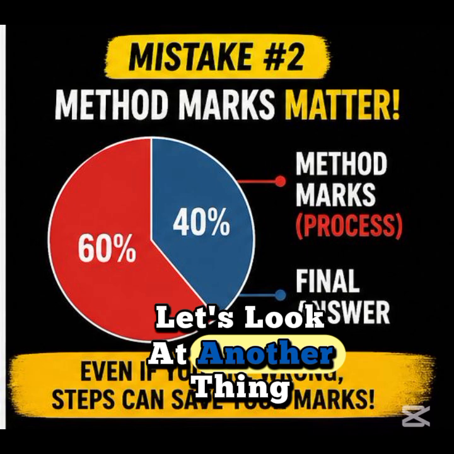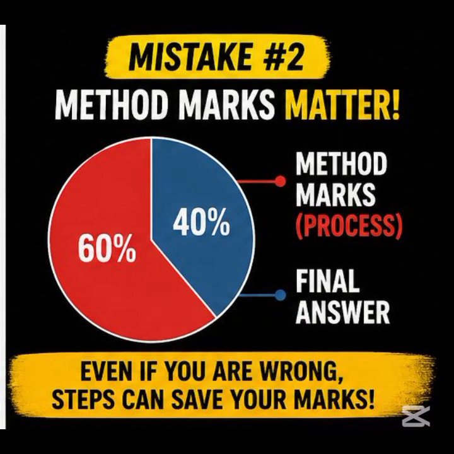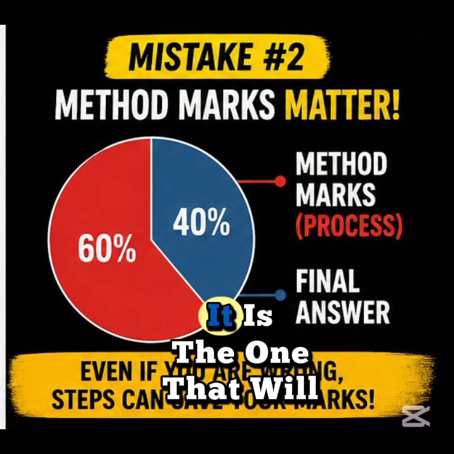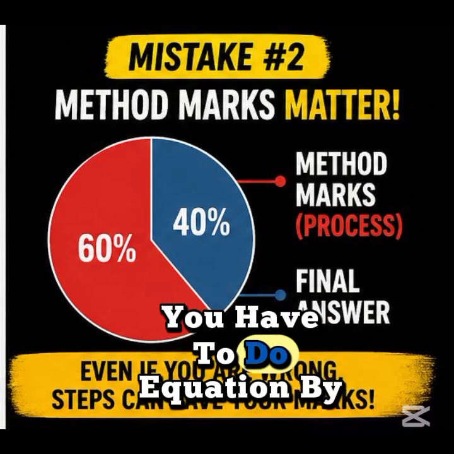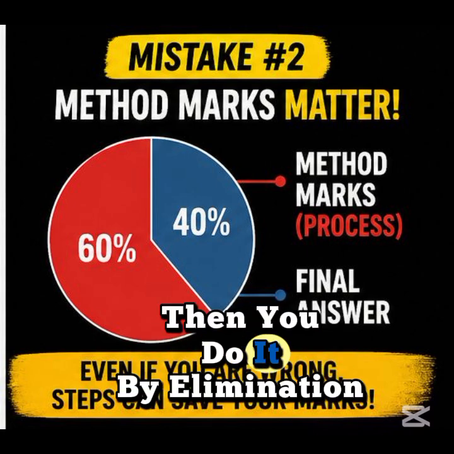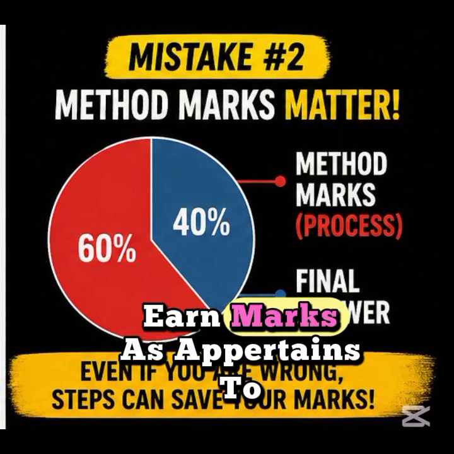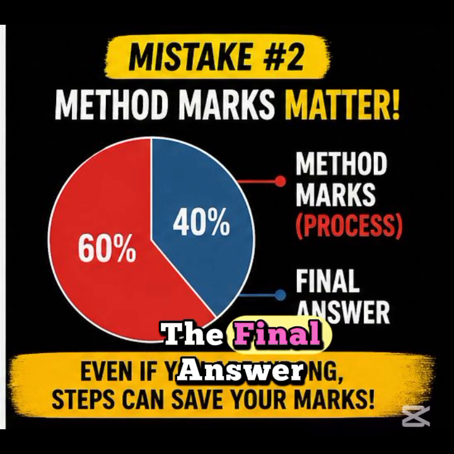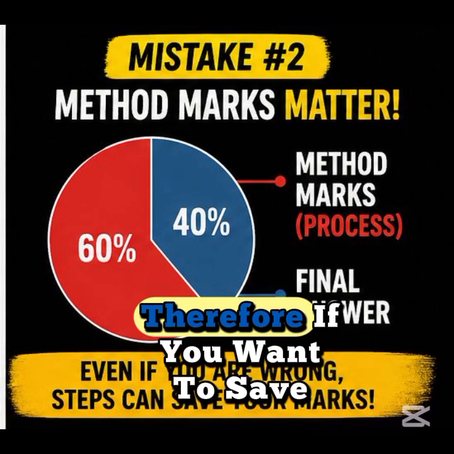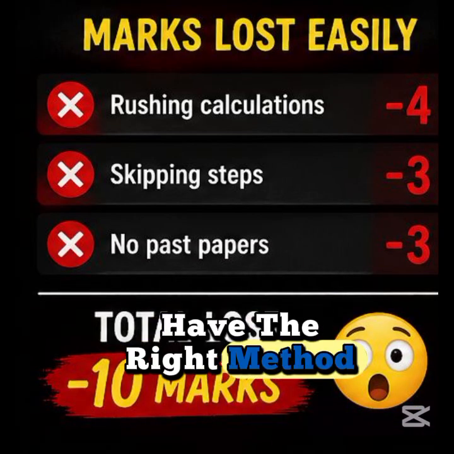Let's look at another thing. That is method. Method is very key. It is the one that will earn you marks. Let's say, for example, you have to do a question by substitution, then you do it by elimination. That way, you will not be able to earn marks as pertains to method. You will only have marks for the final answer. Therefore, if you want to save your marks, have the right method.